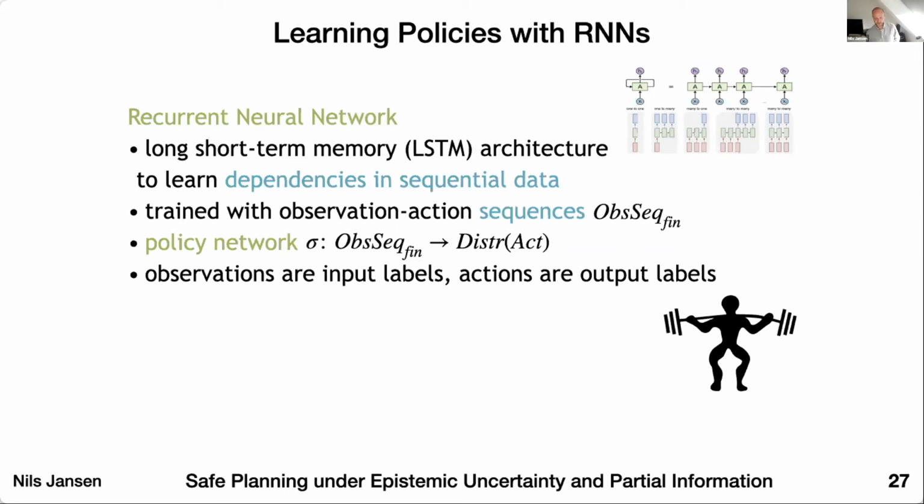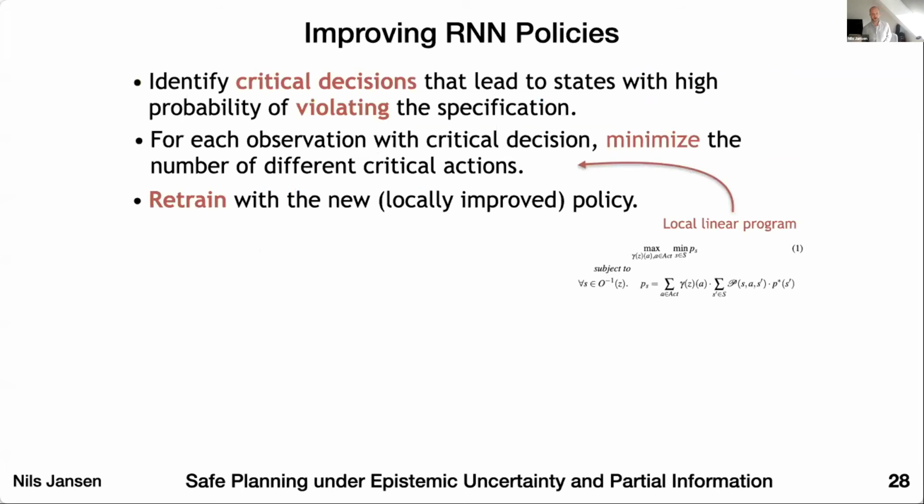So we train the network with observation-action sequences of the POMDP. For instance, the opponent is far away, far away, far away, far away, near, right? And then what action did we take to get near the opponent, in this competitive setting? Then we have a policy network, which is nothing else than a mapping from the sequence of observations from the POMDP to some action to take, or to some distribution of actions if it's randomized. In technical terms, the observations are the input labels for the neural network and the actions are the output labels.